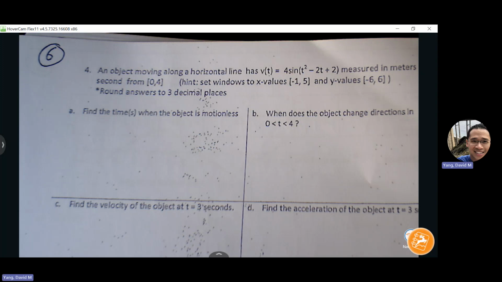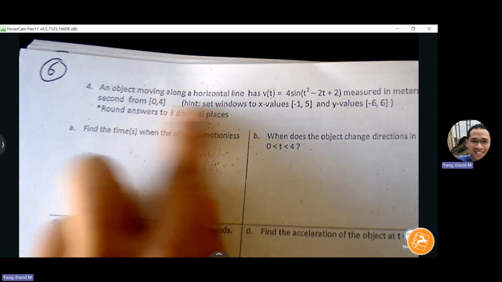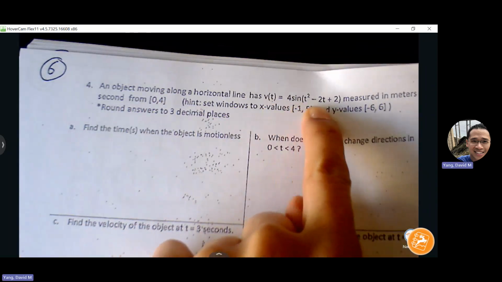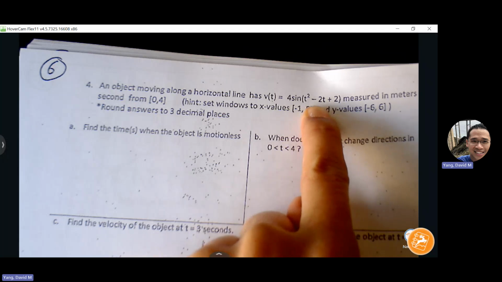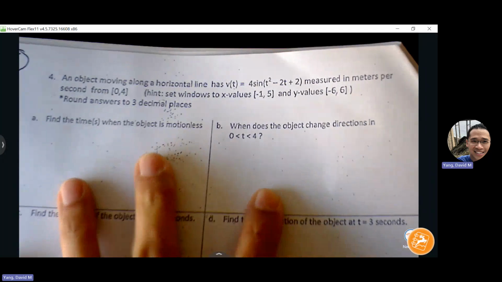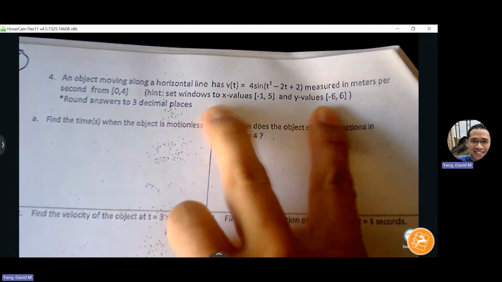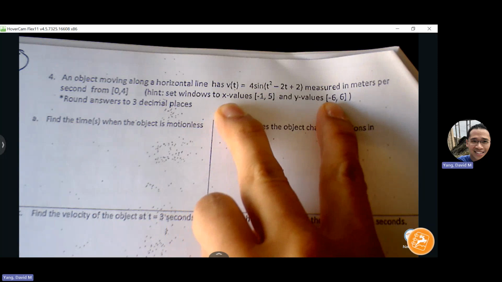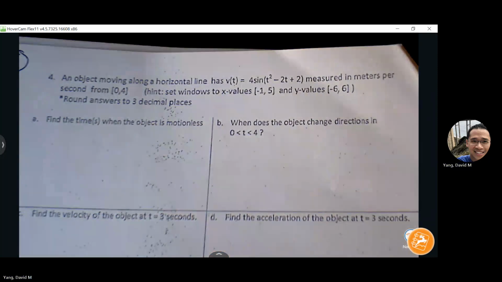All right, so everyone has a graphing calculator. If you need one, you can grab one of my older ones up here. So it says an object moves along a horizontal line. v(t) = 4 sin(t² - 2t + 2), measured in meters per second, from 0 to 4. Hint, we're going to set the window to these x and y values.